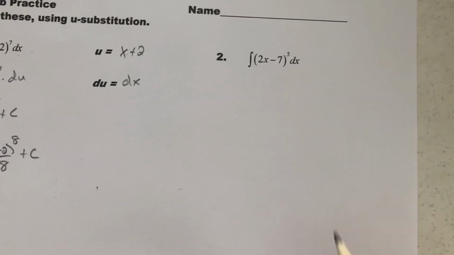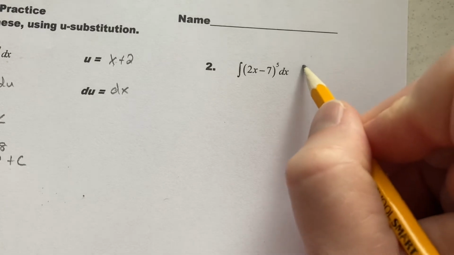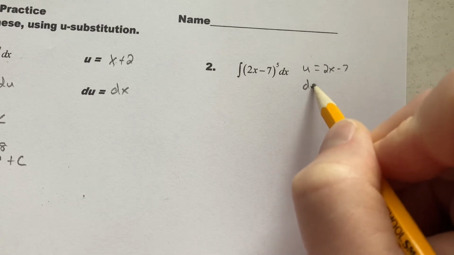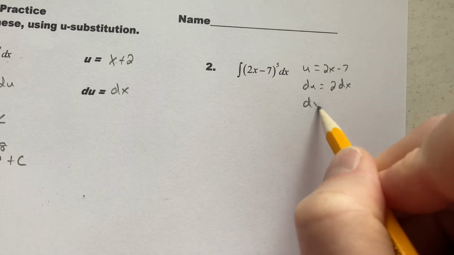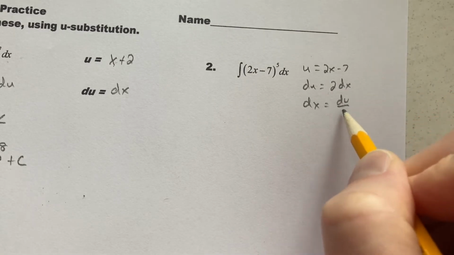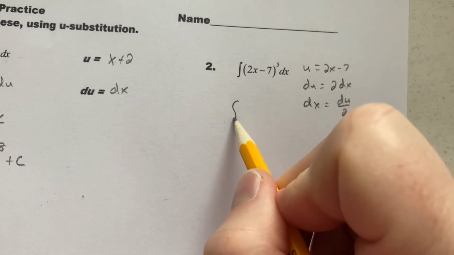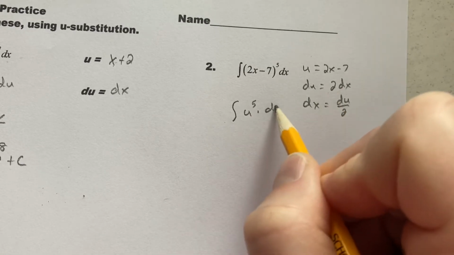All right. So similar idea on this one. I see 2x minus 7, that's inside that 5th power. So my u is going to be 2x minus 7. So du is going to be 2dx. That means dx will be du over 2. All right, so I come back over here. I've got the integral of u to the 5th power times du over 2.